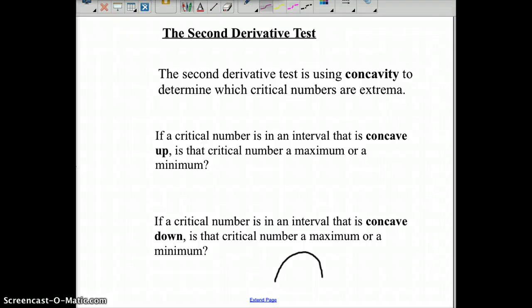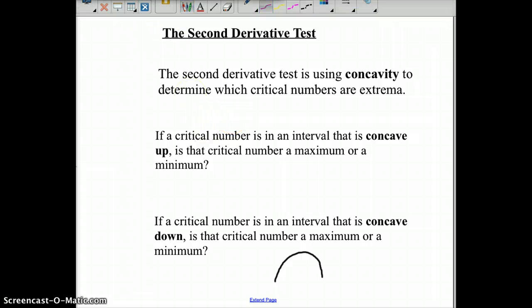All right, 3.4 part 2, the second derivative test. Remember what we're testing for with the first derivative test is testing critical numbers to see if they're maxima or minima. The second derivative test is another test you can use to test your critical numbers to see if they're maxima or minima. It's using the second derivative.